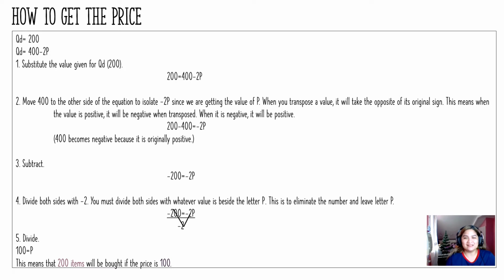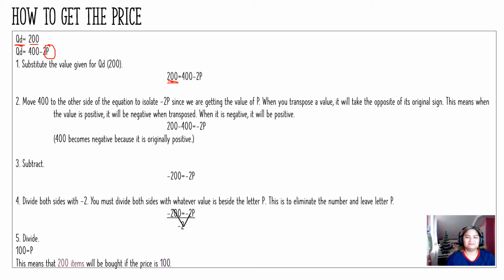Now let us proceed to the second part of the computation. In the first part, the given was the price. But in this example, what is given is the QD, or the quantity demand, and the price is missing. So that is what we're going to try to get in this portion. First, we have to substitute the value given for QD, and again, that is 200. So we will write it as 200 equals 400 minus 2P. Again, 200 is QD.